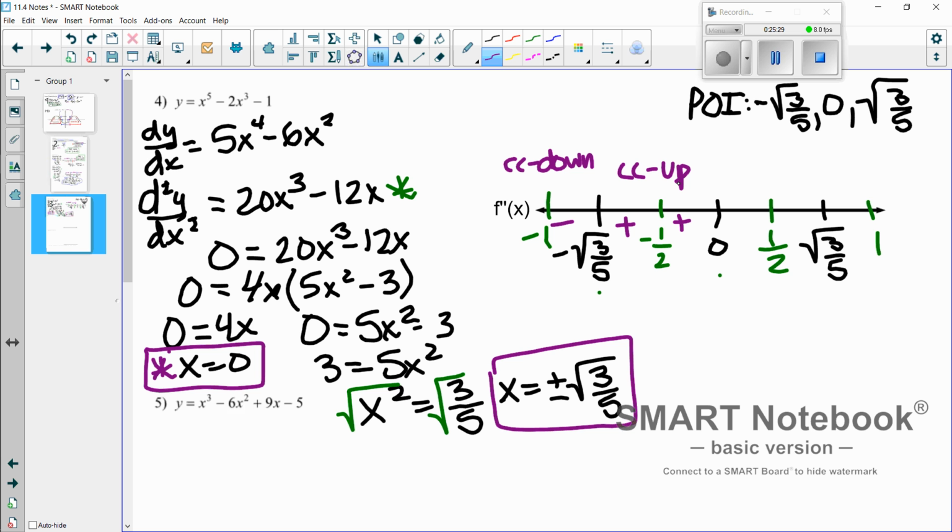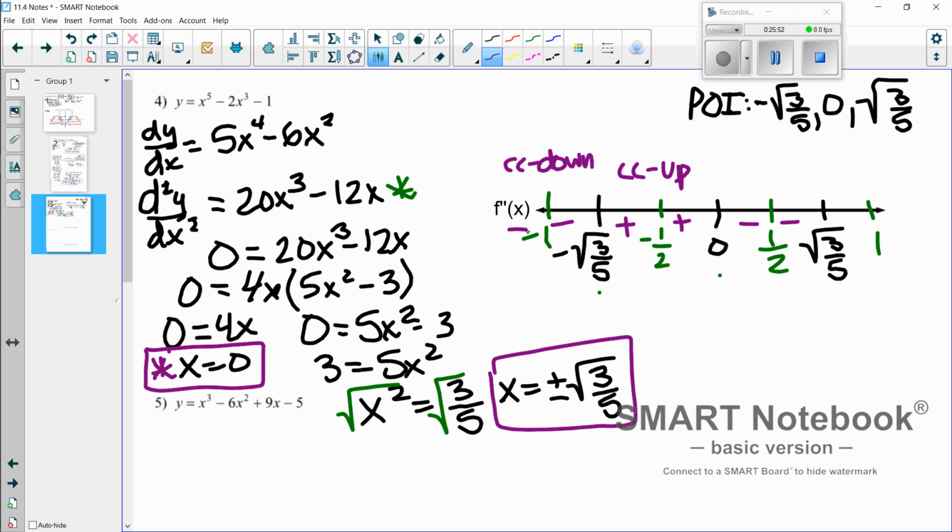Let's do 1/2. Well, 1/2 cubed is still 1/8. 20 times 1/8 is 20 over 8. That's positive. What is that? 2.5. And then minus 6, though, that's going to get us a negative number, so we're less than 0 there. So we're negative here.